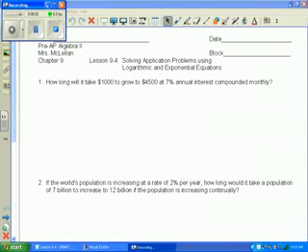Okay, lesson 9.4. This is lesson 9.4 help. I'm just going to go over some of the questions. I know 8, 9, and 10 are ones I'm definitely going over.